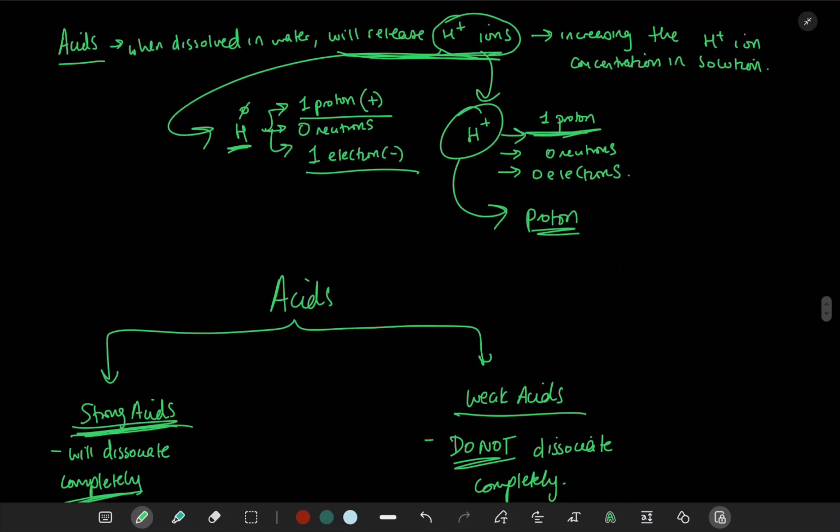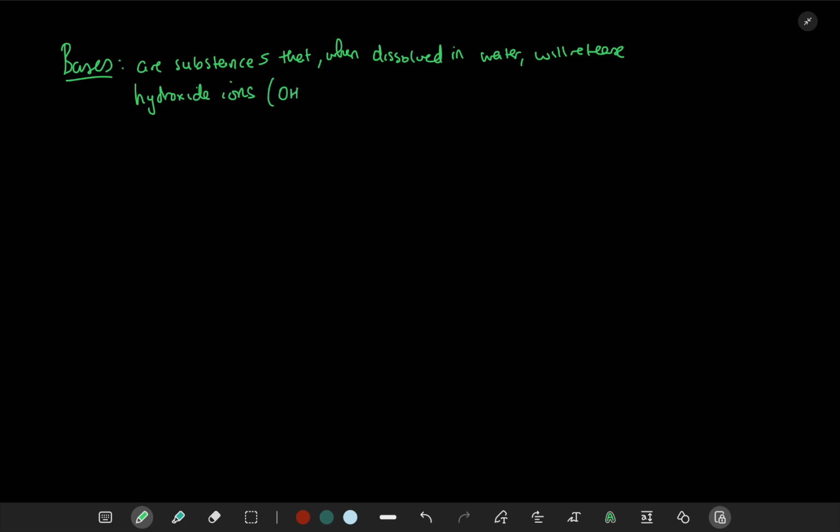So now let's talk about the Arrhenius definition of bases. Bases are substances that when dissolved in water will release hydroxide ions. Actually, let's write this down. Hydroxide ions are OH minus ions, okay? So again, bases are substances that when dissolved in water will release hydroxide ions.